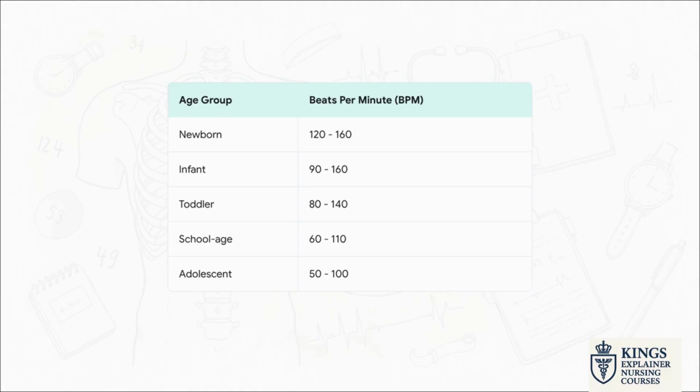I mean, look at the range for a newborn, 120 to 160. A pulse of 140 would be a medical emergency in an adult, but it's perfectly normal for a brand new baby. As you can see, the heart rate naturally slows down as we get older. The biggest takeaway here is to always interpret your findings based on your patient's specific age.